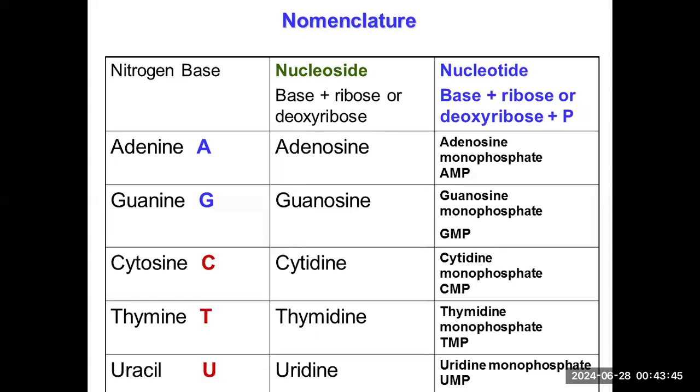As far as the nomenclature of nucleotides is concerned, take the nitrogenous bases adenine and guanine. When we attach a sugar, ribose or deoxyribose, to these adenine and guanine, they become nucleosides. Similarly, the pyrimidines attached to the sugar are also converted to nucleosides.